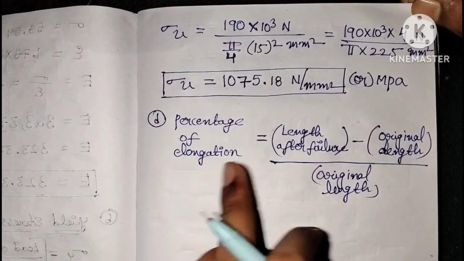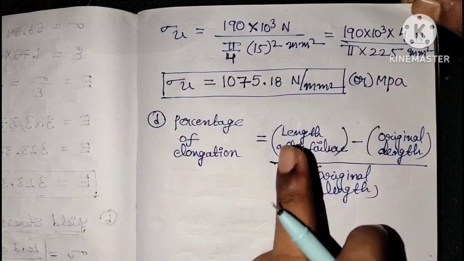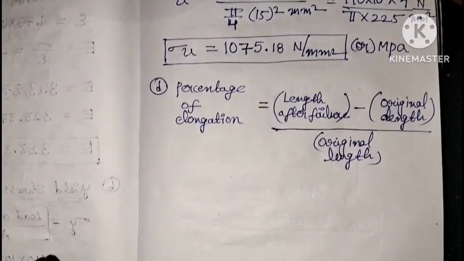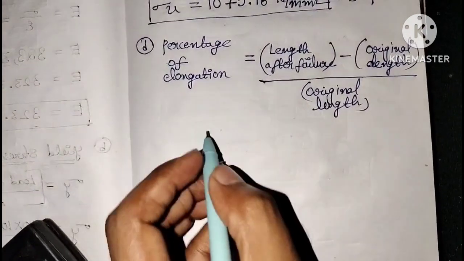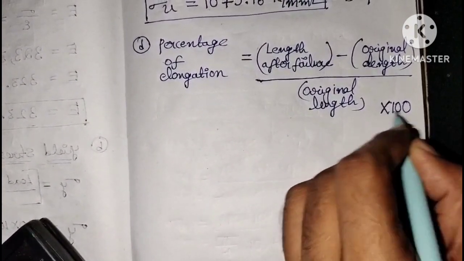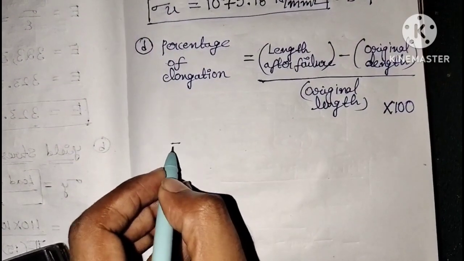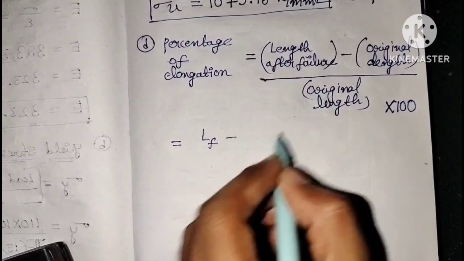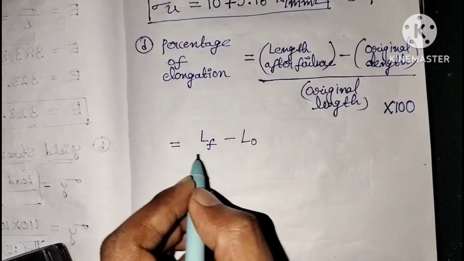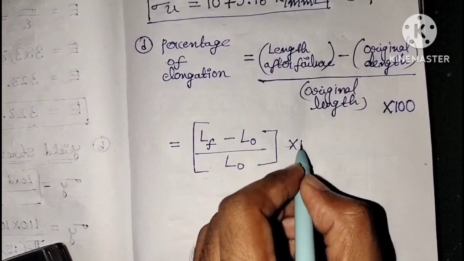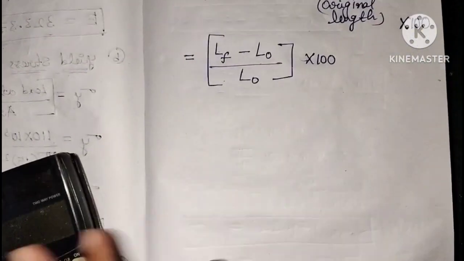So the percentage of elongation formula is: length of the specimen after failure minus original length of the specimen, by original length of the specimen, into 100, because we need percentage. So first, length of the specimen after failure, LF, minus original length, LO, by original length, LO, into 100. This is the exact formula.